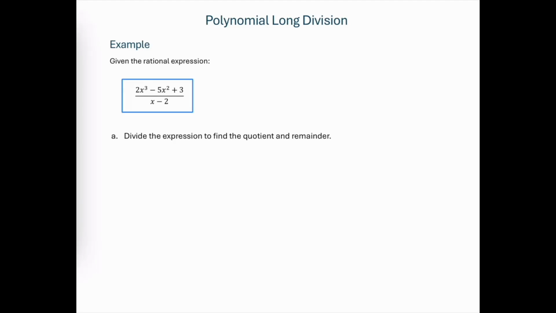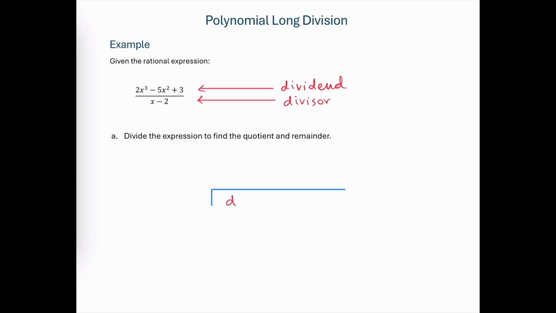Given this rational expression, divide to find the quotient and the remainder. And in this video, we're going to demonstrate polynomial long division. As a reminder, the expression in the numerator is called the dividend, the expression in the denominator is called the divisor, and in long division, the dividend is the quantity that goes underneath the division box. The divisor is located out here, and the quotient is going to be indicated up here in the top, and the remainder will be what's left down below.